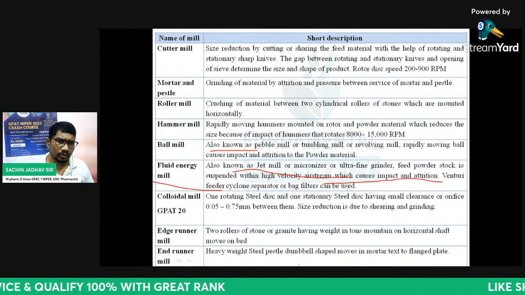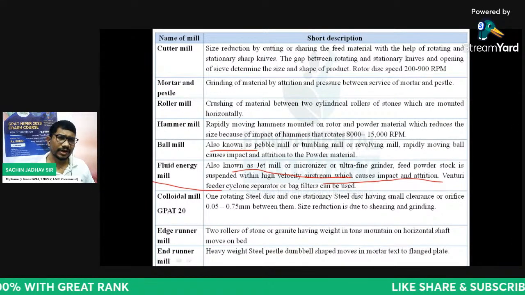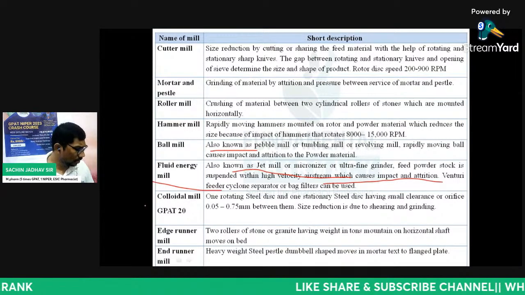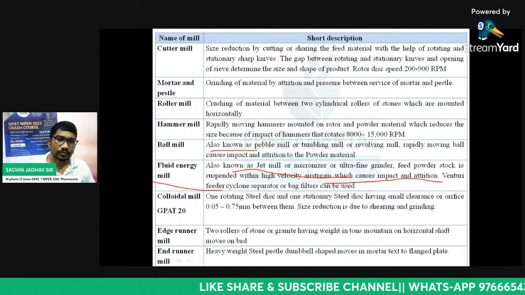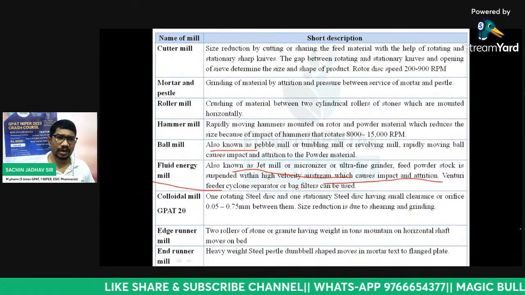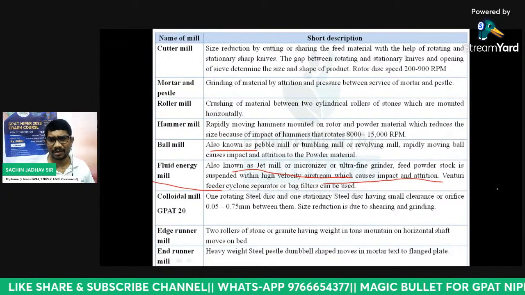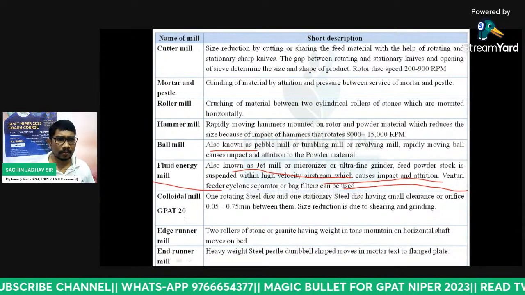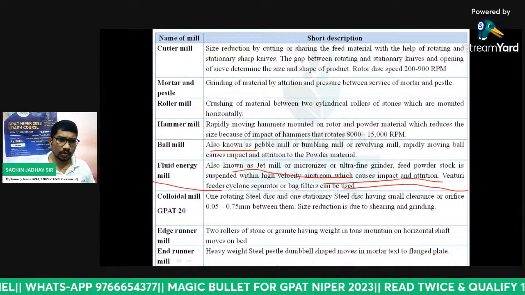Remember, fluid energy mill is also known as jet mill or micronizer or ultra fine grinder, right? Venturi, cyclone feeder, cyclone separator or bag filters are used to separate the particles. ठीक है.